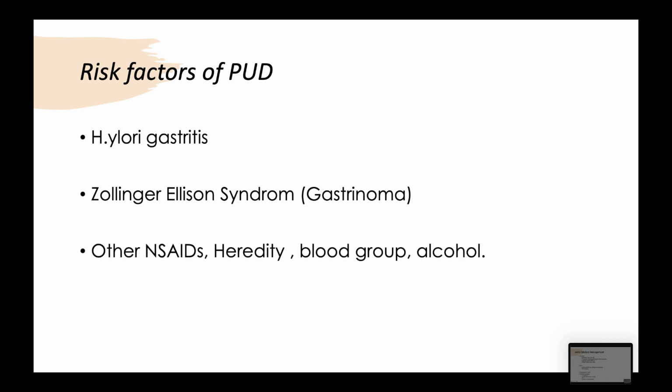Okay, so risk factors include H. pylori, obviously, if they have that, as well as a condition called Zollinger-Ellison syndrome or gastrinoma, a very niche condition. I won't go into too much detail for that. You just need to know that it's a risk factor, as well as, obviously, any kind of drug use, family history. Some studies also showed that blood groups might be a risk factor, and then alcohol.